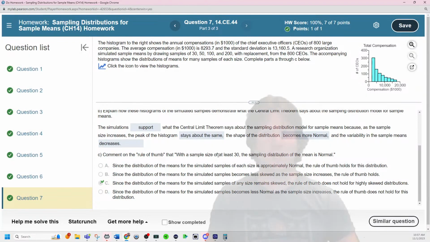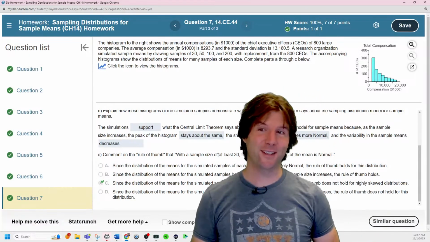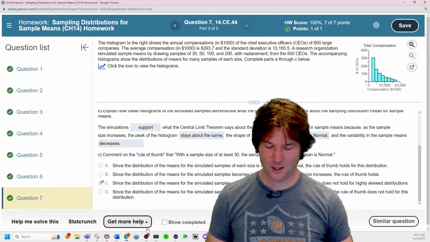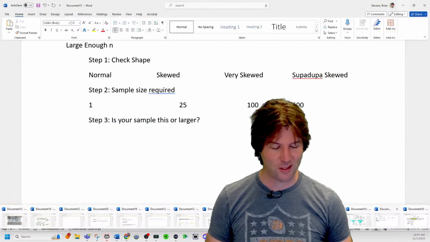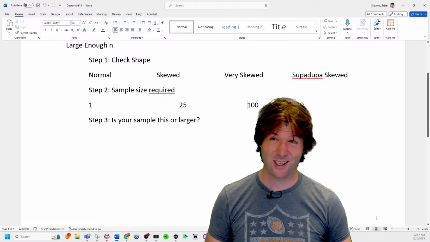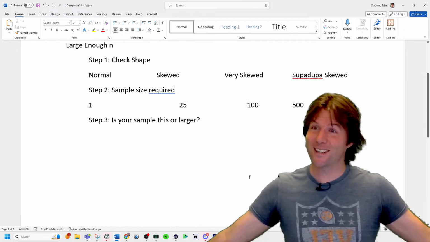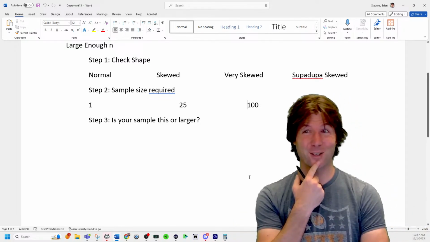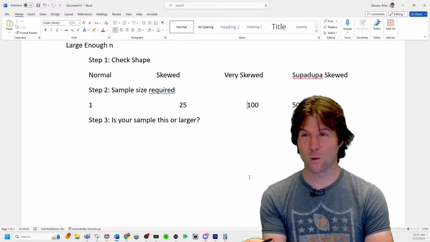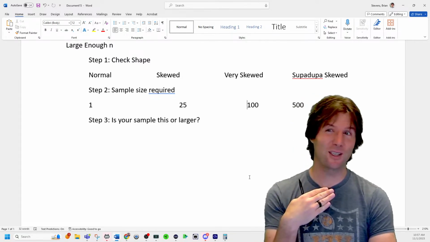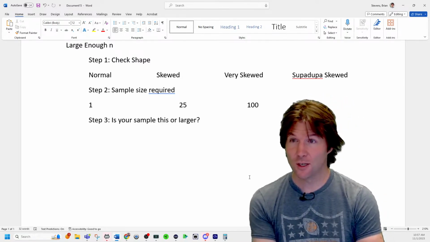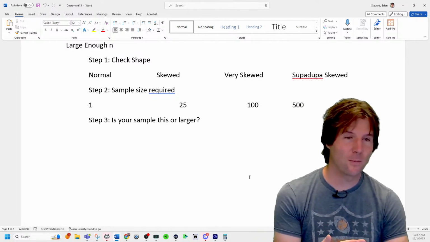Basically, someone says 30 is always a large enough n. What would you say to someone to end office hours? If someone said 30 is always large enough, you'd say, well, it depends on what it is. It's not a good rule of thumb. You're wrong. Why? Because 30 is large enough if it's skewed, 30 is large enough if it's normal, because that's what they're saying.